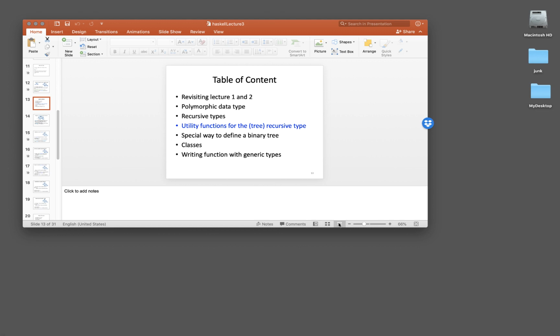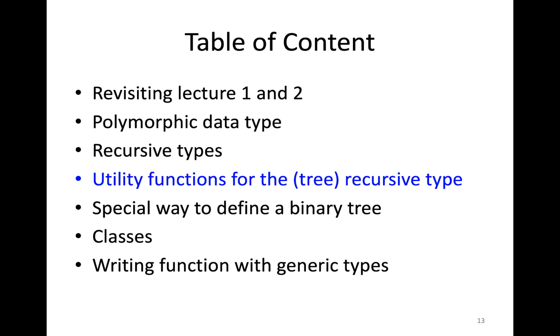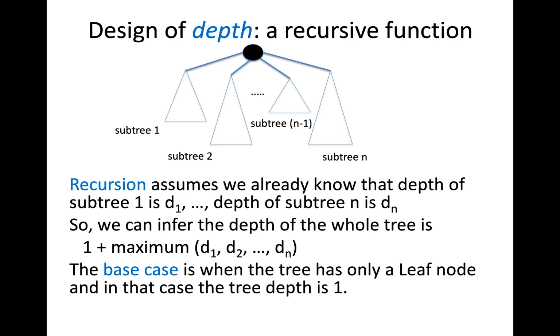Okay, today's topic is utility functions for the tree, which is a recursive type. Let's see what we have. First, let's write one function called depth, and that will compute the depth of a tree. And we are talking about a generic tree, can be binary, can be ternary, or whatever.